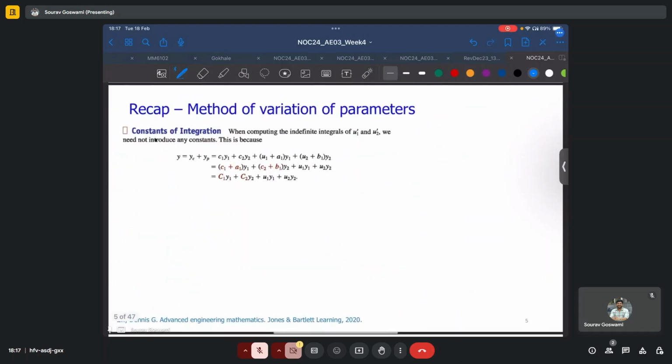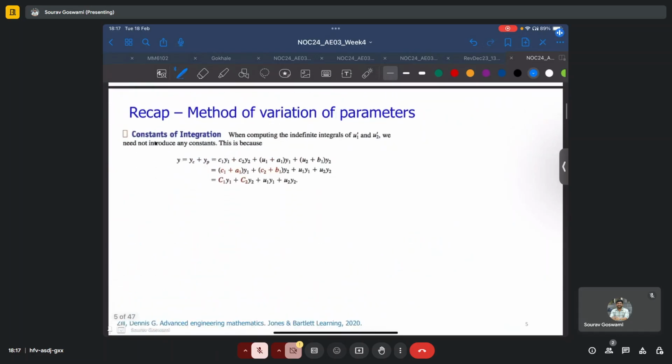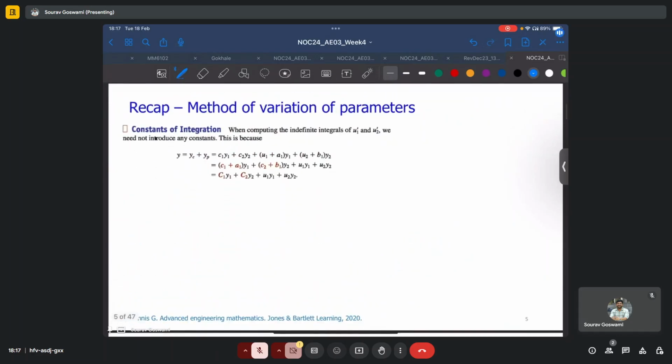So as you saw, to find u1 and u2, what we are getting directly are u1 prime and u2 prime, the first derivatives of the two functions. So we will integrate them to get our original functions u1 and u2. This will be an indefinite integral, and some constants of integration will enter the picture. What happens to them? I've included this small section which tells us what is really happening.